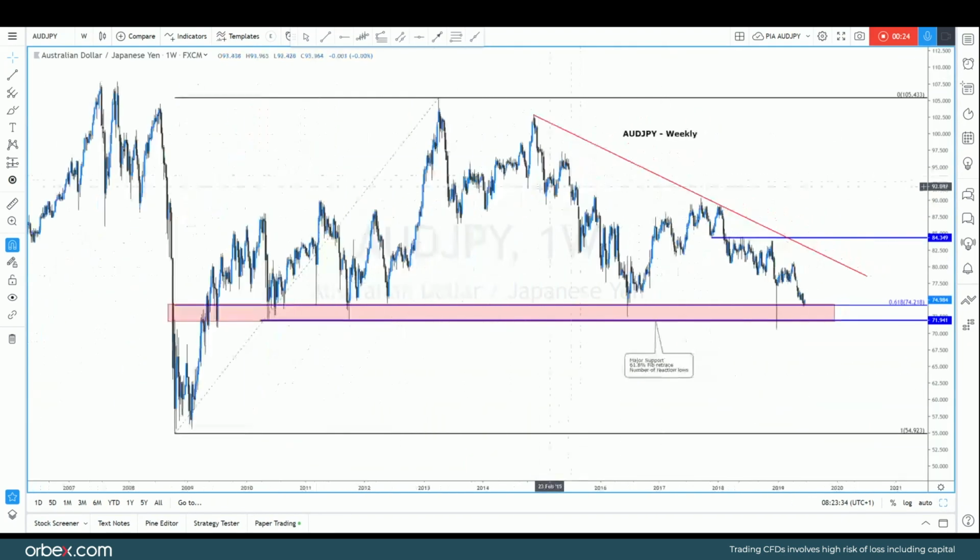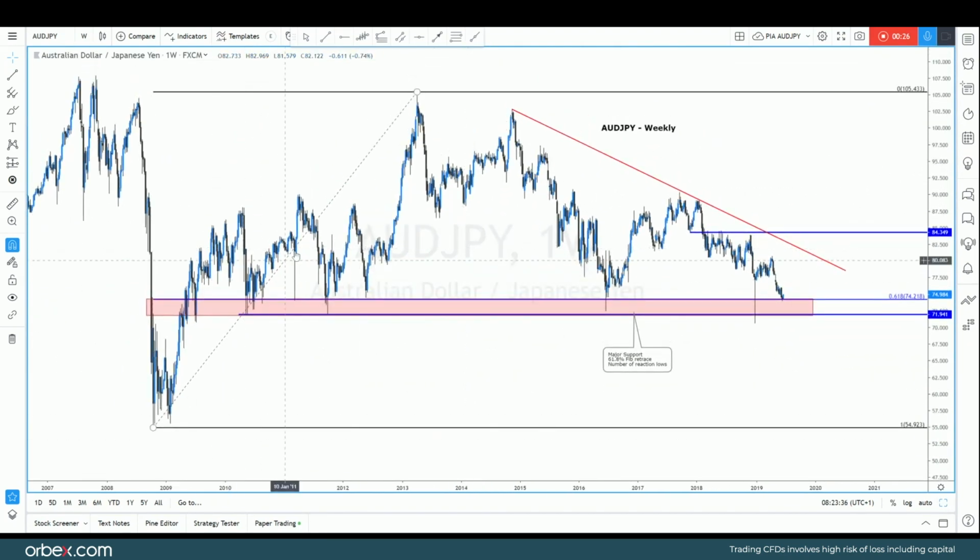chart. What I've got here is a large Fibonacci retracement down to the 61.8. This goes back to the lows in October 2008 to the highs in March 2013, and as you can see on a number of occasions we've seen reactions to the downside around about this level here, which is at 71.94. That is just a shade below this 61.8 level at 74.21.